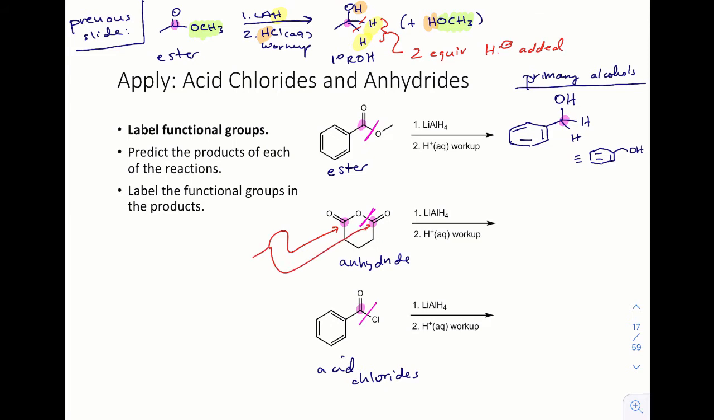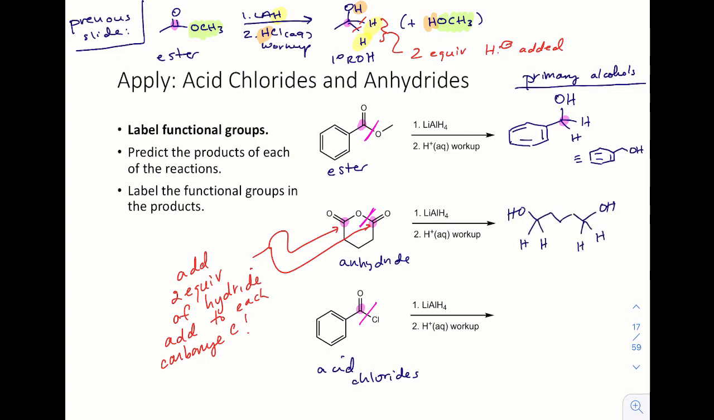Now for the anhydride, I just left you to your own devices, but I will let you know that both of these carbonyls are reduced. So we will add 2 equivalents of hydride to each of these carbonyls. After workup, generating a diol that looks like this. Whoa, how did she get that?